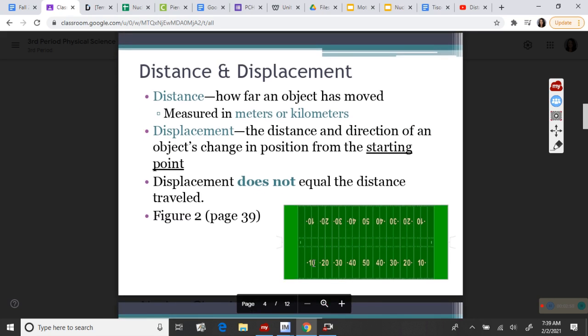So let's look at this football field. If we go 10 yards and then back 10 yards, our distance is 20 yards. But if we are right where we started from, our displacement is 0. Let's say we go 10 yards and then we come back 5. Our distance is 15 yards and our displacement is 5. The reason it's 5 is we are now 5 yards from where we started. If we go the whole length of the field, we have traveled 100 yards and our displacement is 100 yards. Why? Because we are 100 yards from where we started.